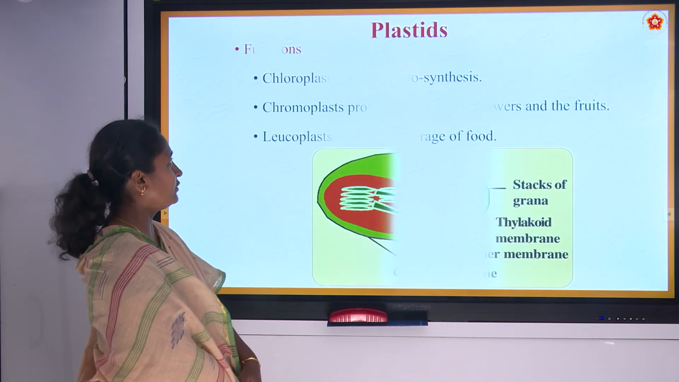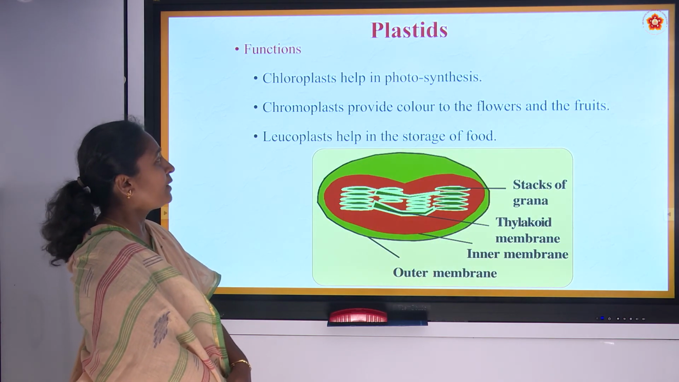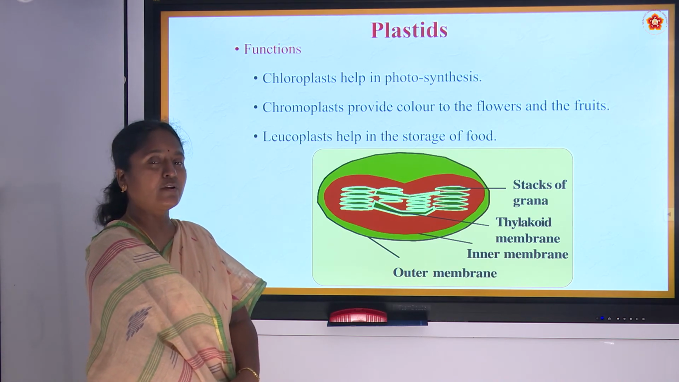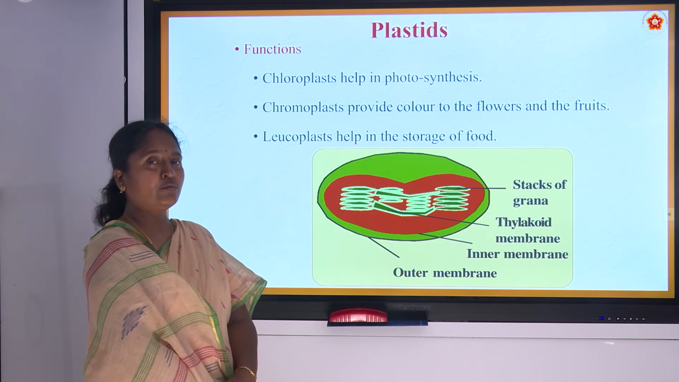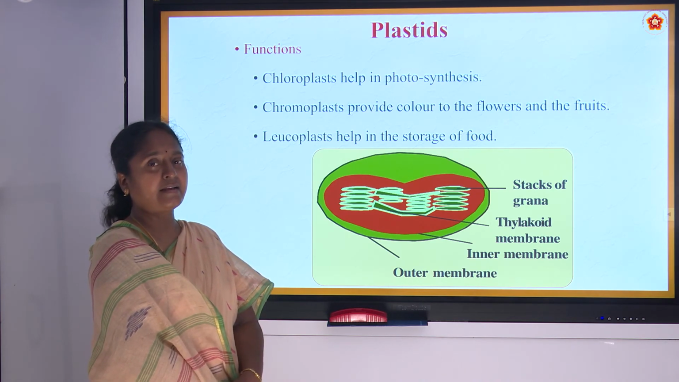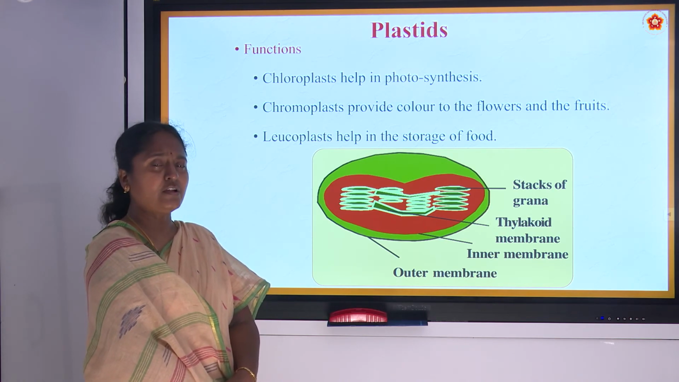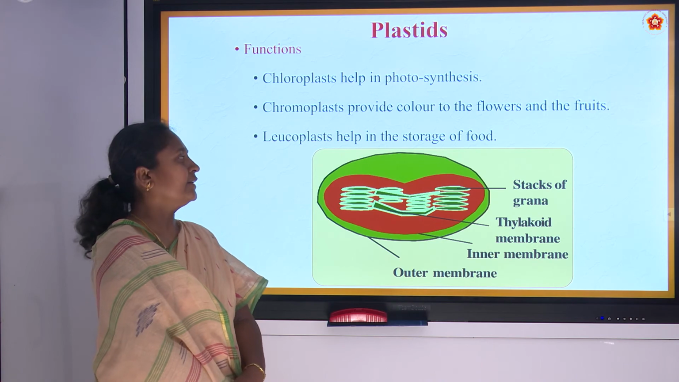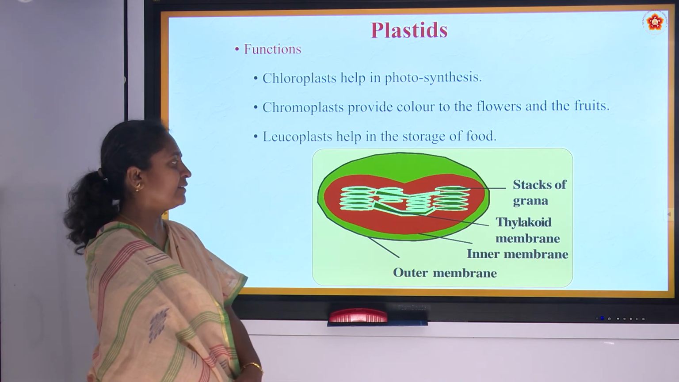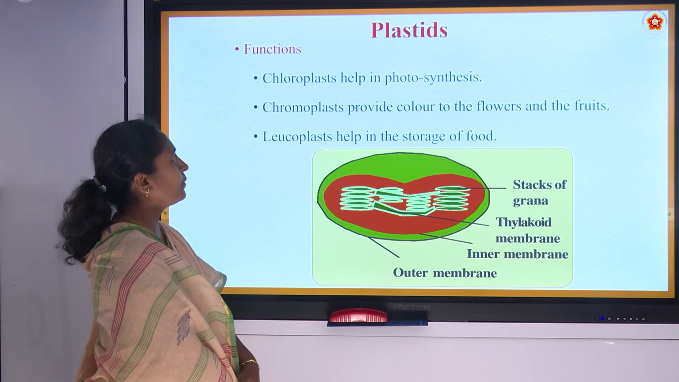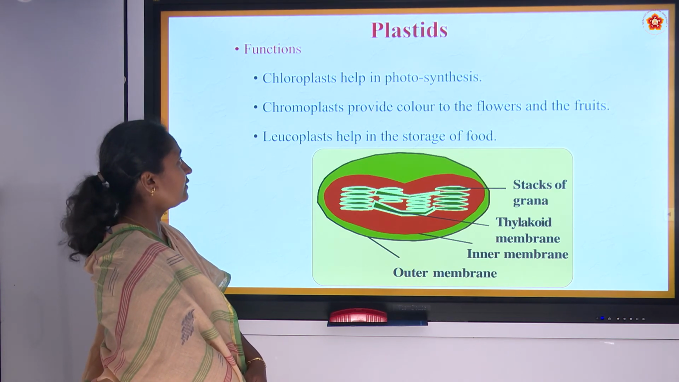We will see the function. The chloroplast helps in photosynthesis, that is its major role. What will photosynthesis do? It has to trap the light energy and convert the light energy into chemical energy. That is its major function. So the cell will get energized, the plant will get energized. That food only we all are depending on, right? So chloroplast helps in photosynthesis.